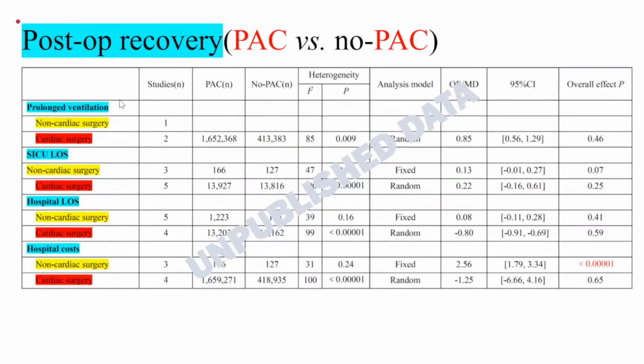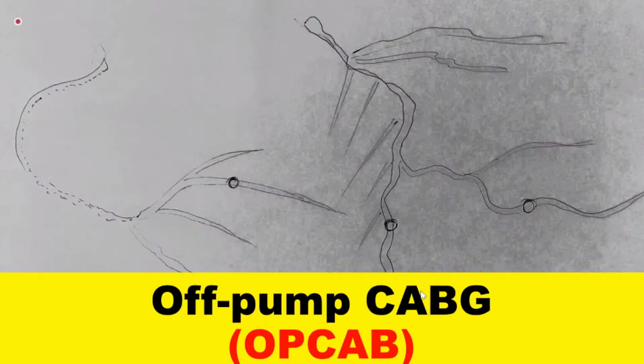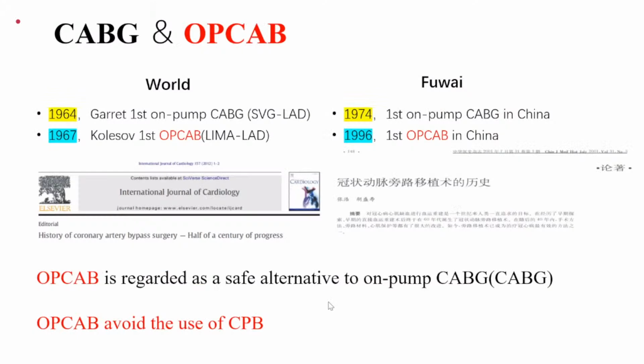Post-operative recovery. Meta-analysis suggested that PAC use may increase the hospital cost in non-cardiac surgical patients. Off-pump coronary artery bypass. OPCABG is regarded as an alternative to on-pump CABG. It avoids the use of CPB.